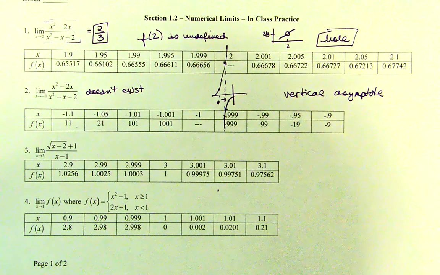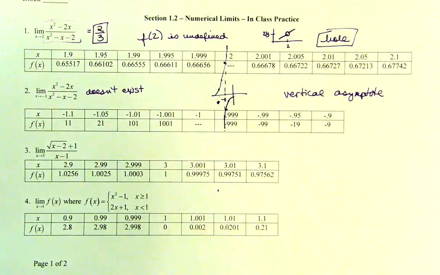I would like you to take a look at number 3, and I want to see if you can figure out, first of all, what the limit is, and then second, what's going on in the graph? Is it continuous? Is there a hole? Is there a jump? Or is there a vertical asymptote?